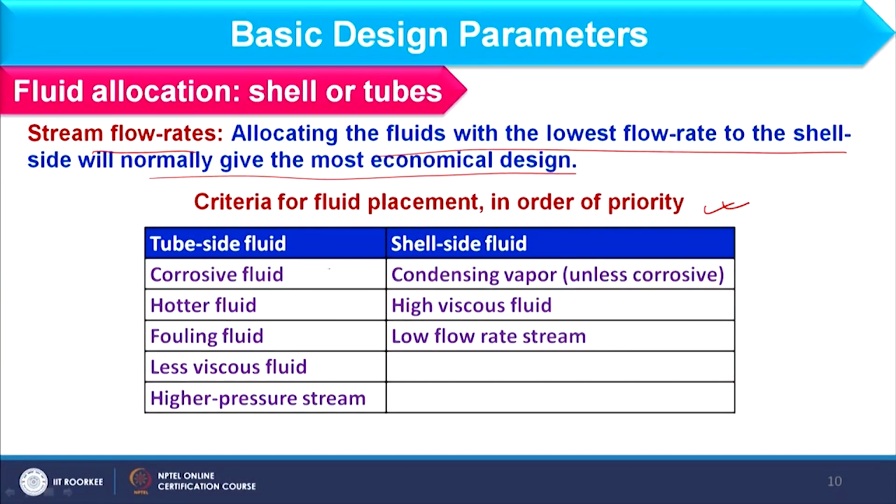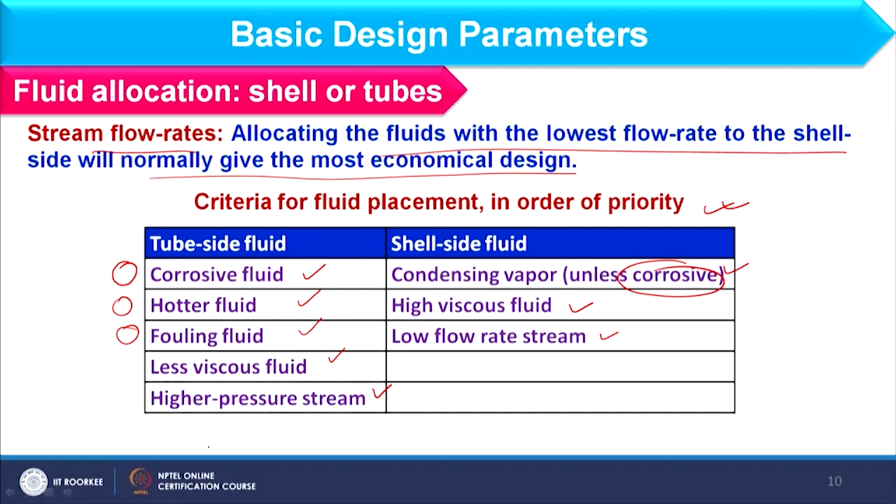So, in the tube side, corrosive fluid should be allocated, hot fluid should be allocated, fouling fluid should be allocated, less viscous fluid should be allocated, and high pressure fluid should be allocated. And in the shell side, condensing vapor, unless it is corrosive, high viscous fluid and low flow rate stream should be allocated. So, what is the meaning of this priority? It means I have to first consider the corrosive fluid, and then the hotter fluid and then the fouling fluid, like that we have to arrange.